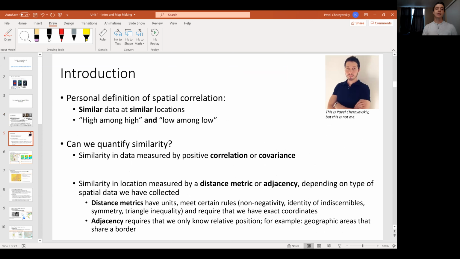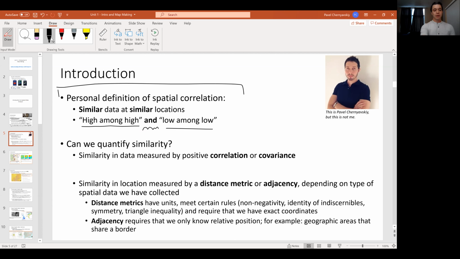So what about me? My personal definition of spatial correlation is rather heuristic, but I say similar data at similar locations. So you're talking about high among high and low among low. That is my personal definition of spatial correlation. We're looking for high values that are located near other high values and low values that are located near low values together.